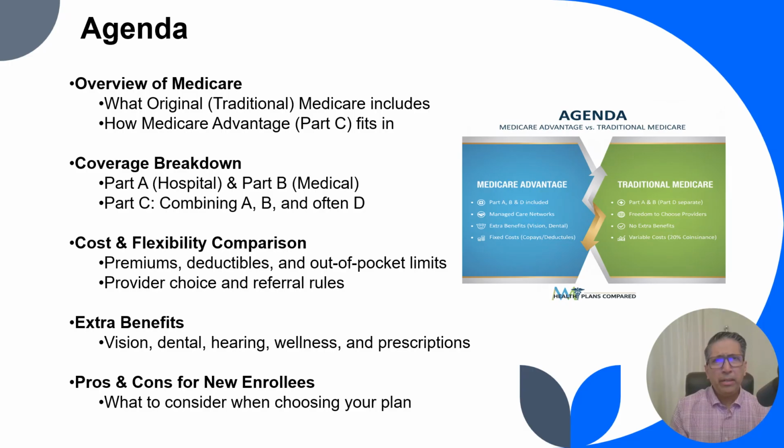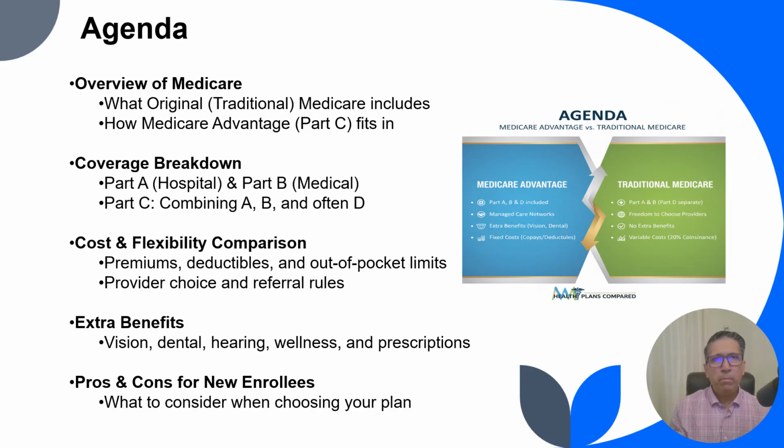So, the original Medicare is a federal program that provides health insurance for people who are 65 and older, or certain younger people who have disabilities. It includes Part A, which is hospital coverage, and Part B, which is medical coverage. If you need surgery or hospital stay, then Part A helps cover that. If you visit a doctor for a checkup or manage a chronic condition, Part B helps cover those costs.